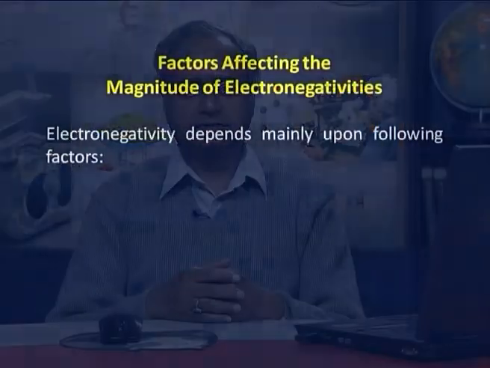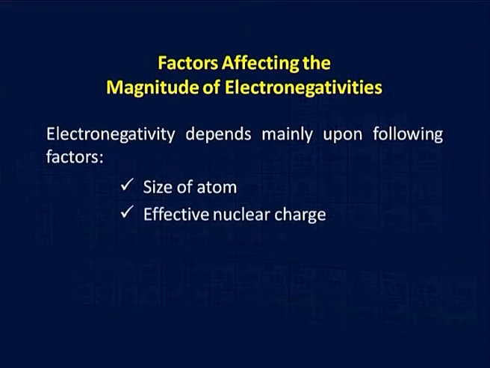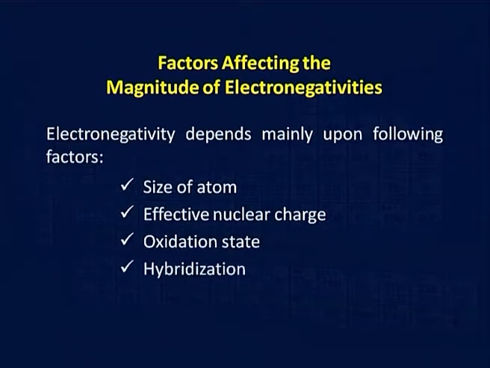There are a number of factors on which the value of electronegativity depends, but the main factors are size of atom, then effective nuclear charge. It also depends on the oxidation state of the atom or the ion. Then it depends on the hybridization of the central atom, and finally it depends on ionization energy as well as electron affinity.